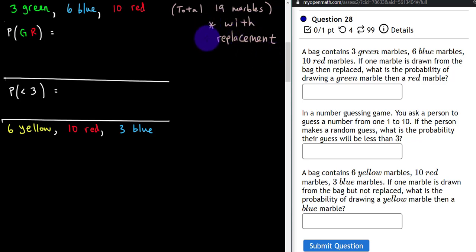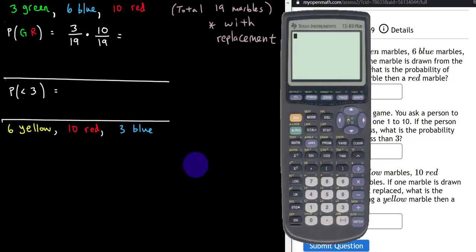Since there are a total of 19 marbles and 3 are green, that is the probability of getting the green marble first. And the marble is replaced, so there's still 19 marbles in the bag, and now there's 10 marbles that are red available to be selected. So here we will multiply these to get our probability. I can type 3 divided by 19 times 10 over 19 to get 0.0831 approximately.